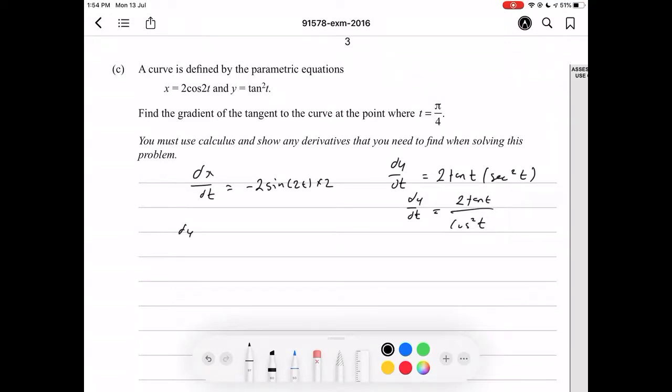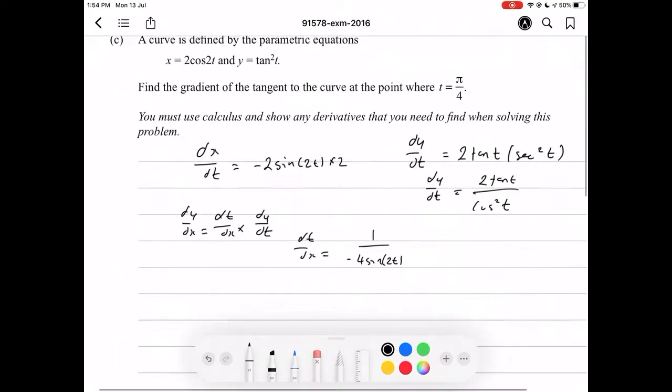Right, so we know that dy over dx equals dt over dx multiplied by dy over dt. So we need to find the inverse of dx over dt. The inverse is basically just 1 over our differentiated function, okay? So dt over dx equals 1 over negative 4 sine 2t. Therefore our dy over dx equals dy over dt times dt over dx, which is 2 tan t divided by negative 4 sine 2t multiplied by cos squared t. And that's our dy over dx.